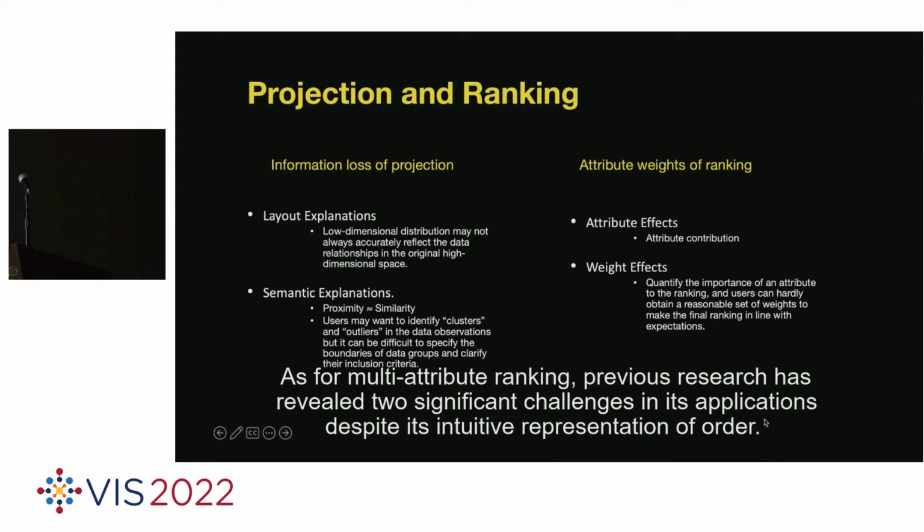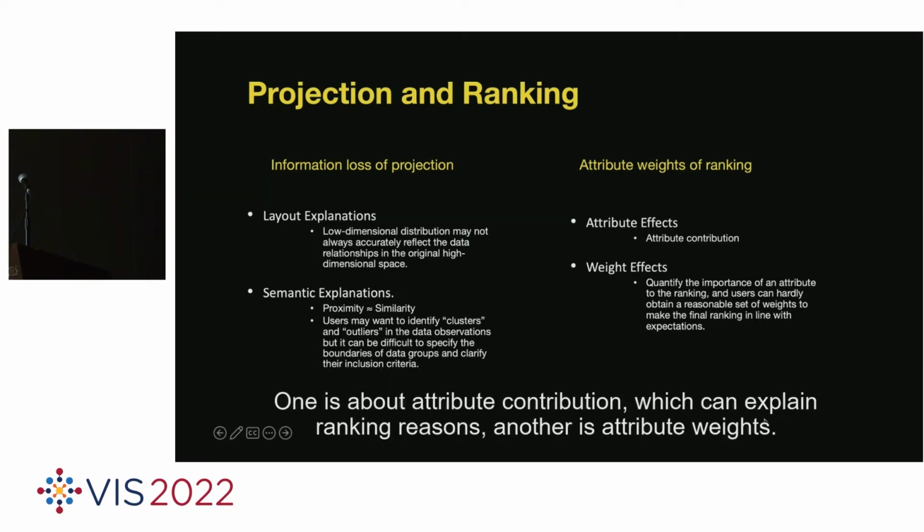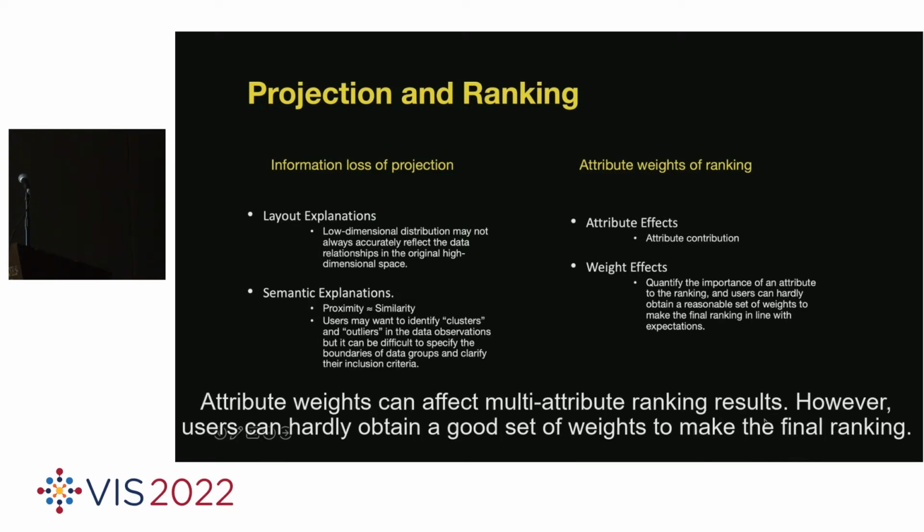As for multi-attribute ranking, previous research has revealed two significant challenges in its application, despite its intuitive representation of order. One is attribute contribution, which can explain ranking regions. Another is attribute weights. Attribute weights can affect multi-attribute ranking results. However, users can hardly obtain a good set of weights to make final rankings.